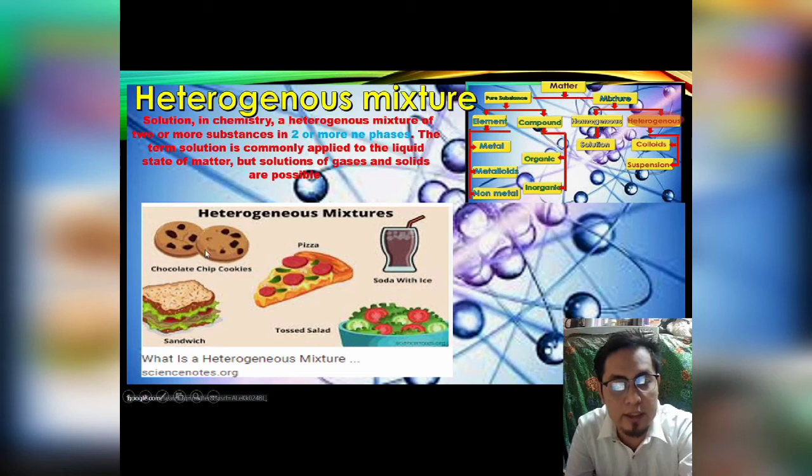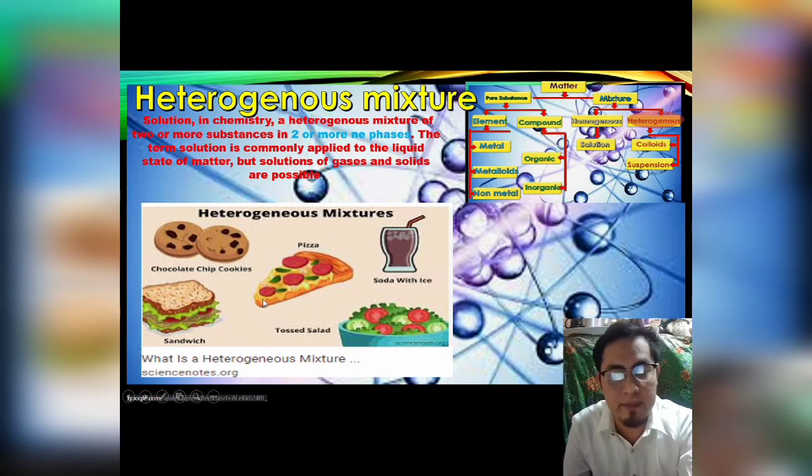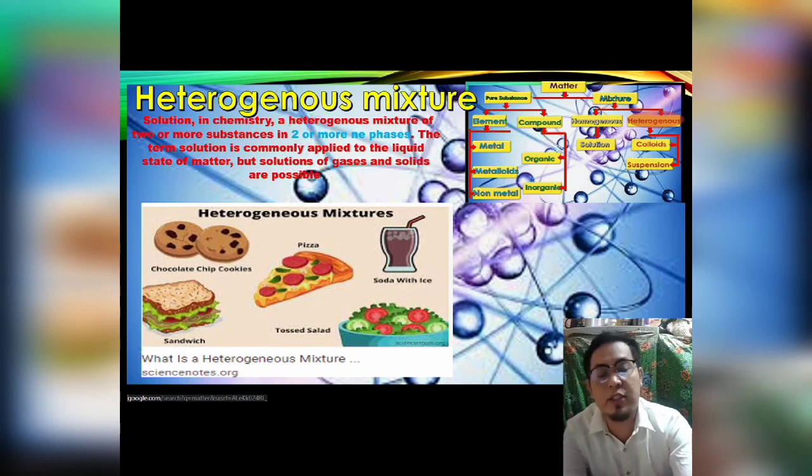You will see the brownie, then the chocolate. This one's a sandwich. We have here the bread. On pizza, we have the ham, the cheese. So basically, we can see its phases or the parts that are being mixed. Okay, for example, your mother is cooking adobo. It is a mixture. You will see the onion and different ingredients.